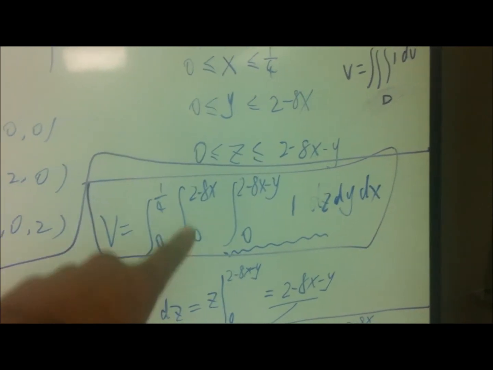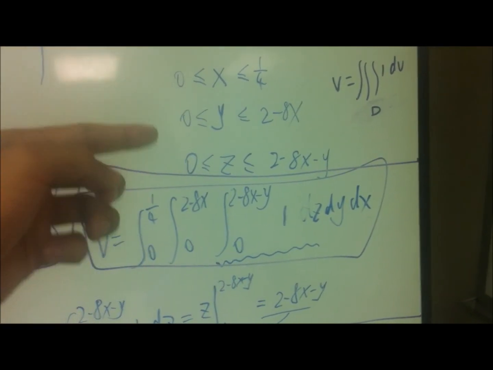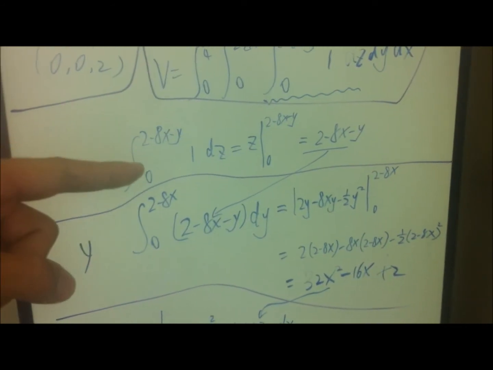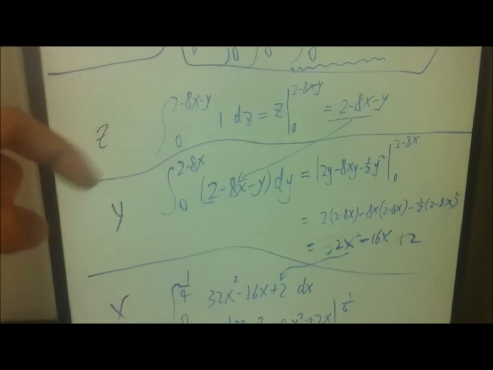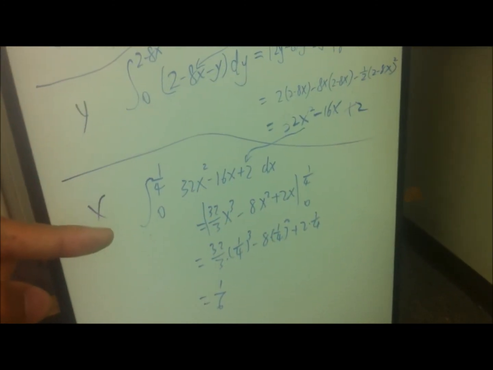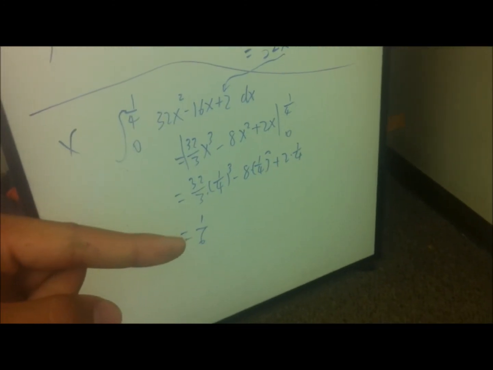We plug in our bounds from here. And then we started integrating. We did the dz first, then we did the dy, and then the dx. And that gave us our answer, 1/6. Thanks, Hong.